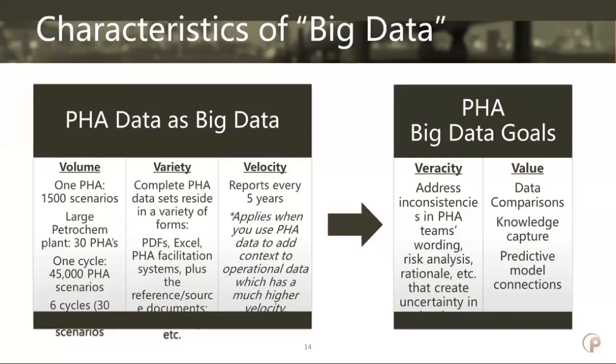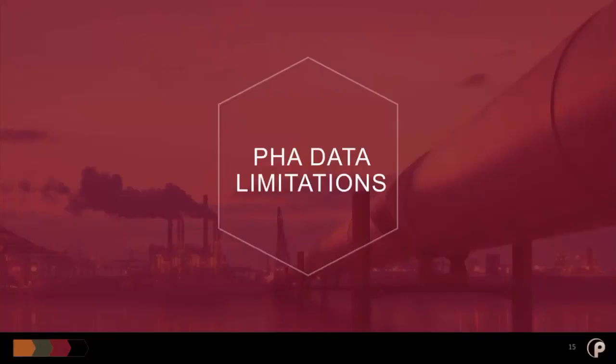We're going to talk about some additional information you should capture that allows you to increase the value. Specifically, we're going to talk about some data comparisons, how to capture and leverage the knowledge that sits in all these PHAs, and also how to use that for some more predictive modeling. So, in order for the PHA information to be included in a big data model, what are some of the problems that exist today?